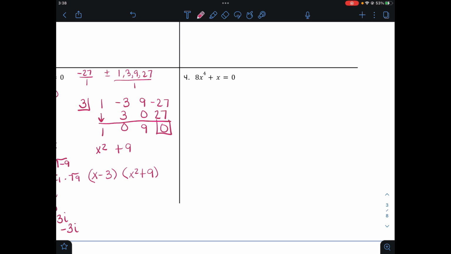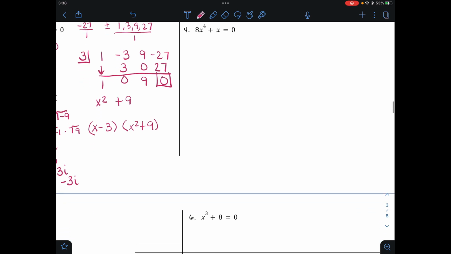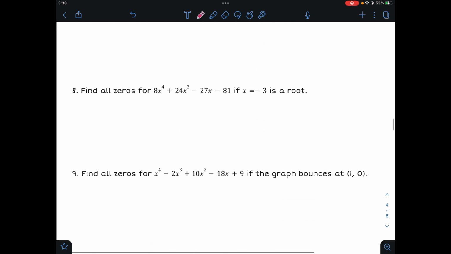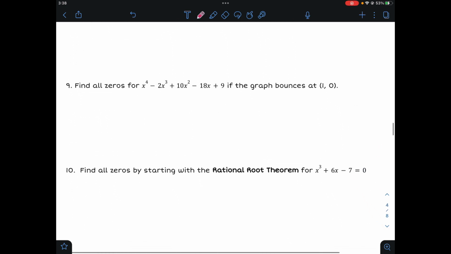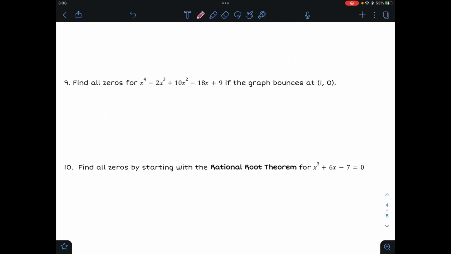All right, you are going to be working on 5 and 6 on your own. I want to look at number 9 together. Number 9 says, find all the zeros for this particular one if the graph bounces at (1, 0). And if we talk about bouncing, it's actually hitting there twice.